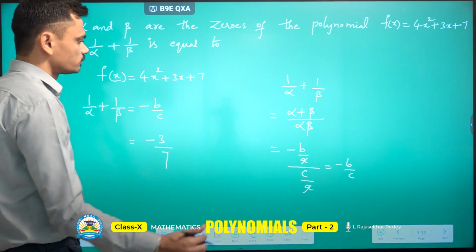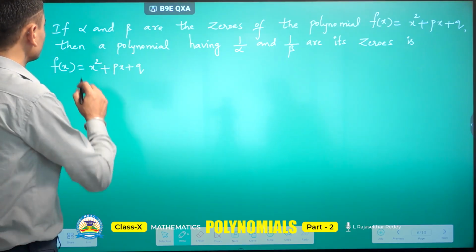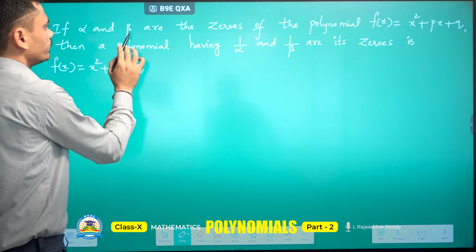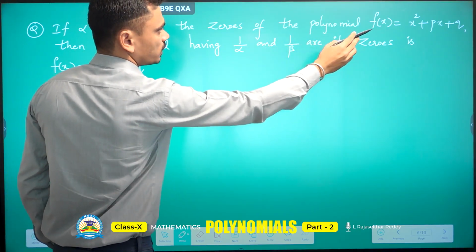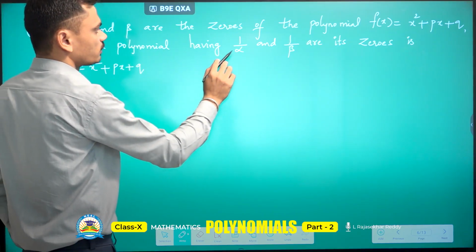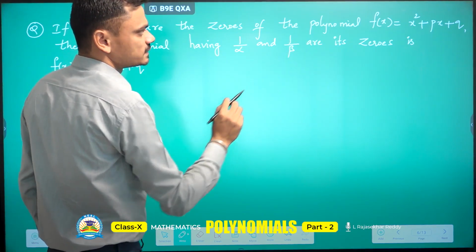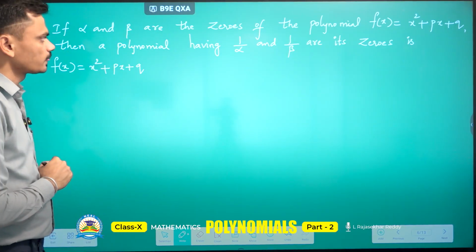Next. See here, there is a problem. If alpha and beta are the zeros of the polynomial f of x is equal to x square plus px plus q, then a polynomial having 1 by alpha and 1 by beta as its zeros is. So this is a given quadratic polynomial.